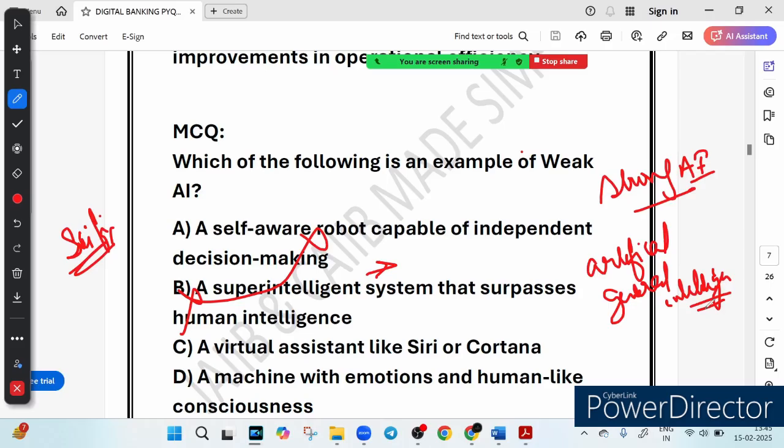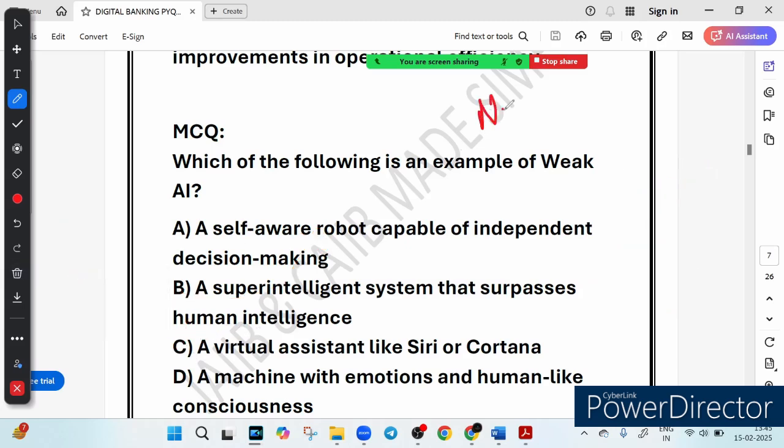So now, option C says a virtual assistant like Siri or Cortana. Yes, this is correct. What is weak AI? Weak AI, which is also called narrow AI. So suppose a question asks you which of the following is an example of narrow AI, which means the same. So weak AI or narrow AI is designed for a specific task like voice recognition, recommendation system or chatbot. For example, Alexa, Siri, Google, Cortana, right?